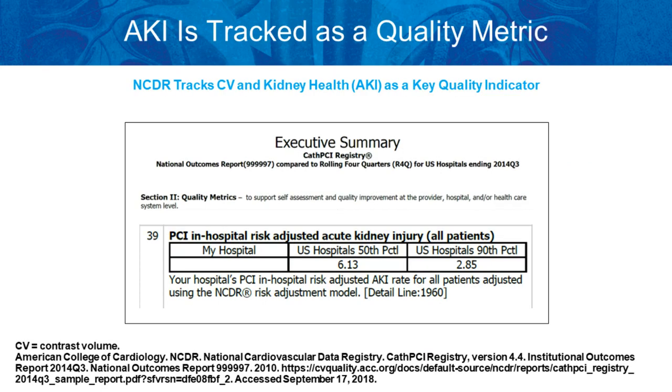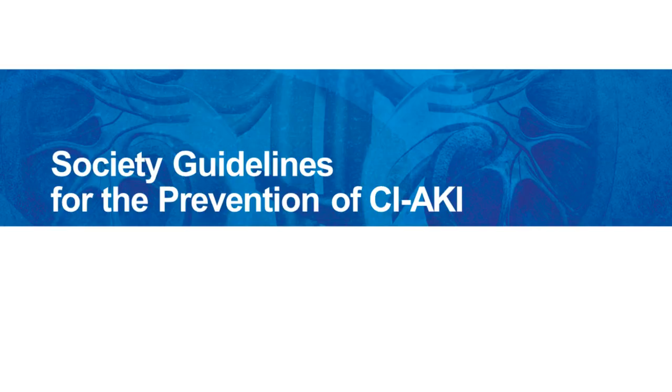Now, AKI, as defined by that AKIN definition, is tracked as a quality metric by the NCDR. And this is the benchmark by which each of our hospitals is graded. So what are the society guidelines for the prevention of contrast-induced acute kidney injury?